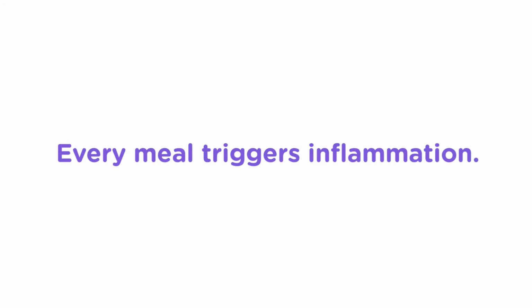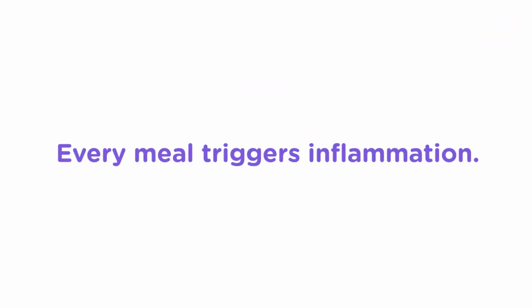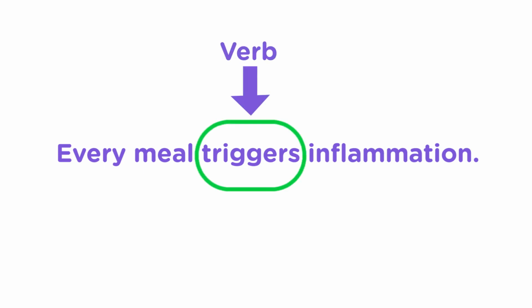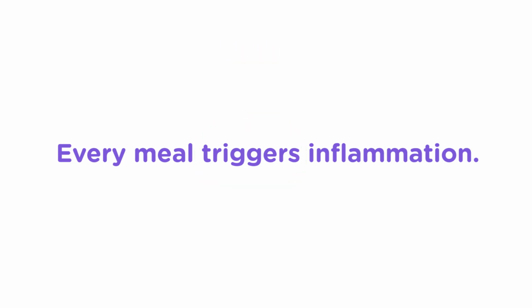Objects are every word that come after the verb. Look at this sentence. Every meal triggers inflammation. It's a simple object. It has just one word. How do we know what words constitute the object? Well, it's every word after the verb. The verb here is triggers, so the object is inflammation.